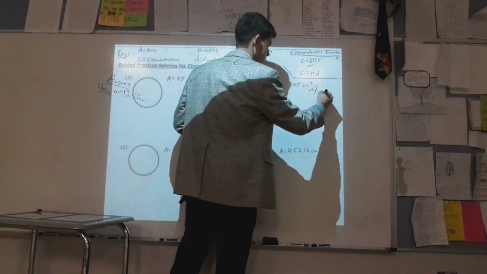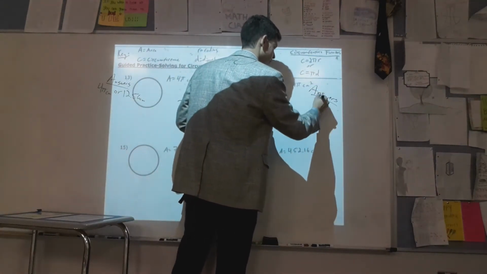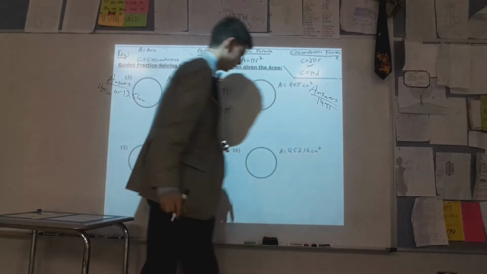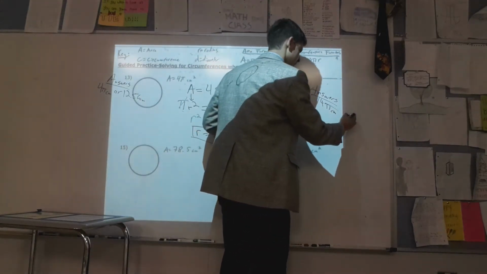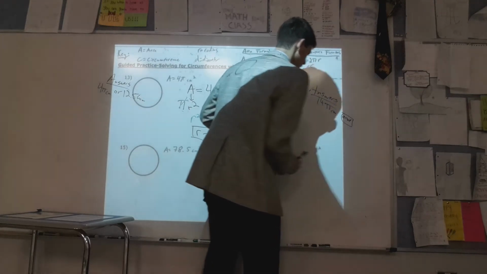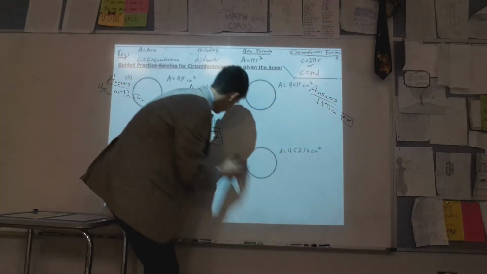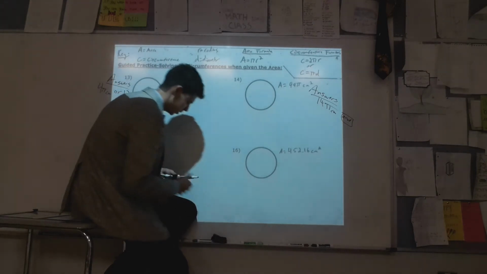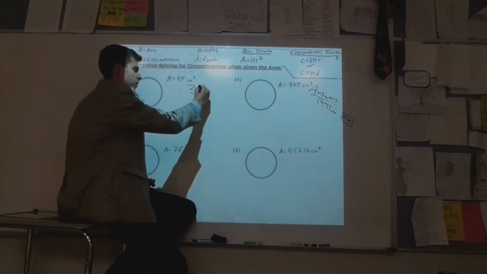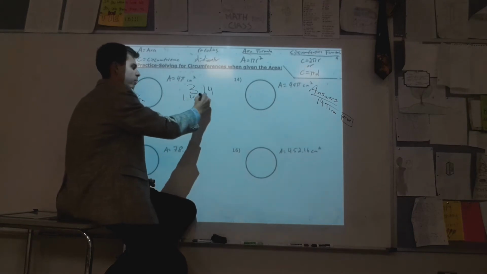Answers. 14 pi, and then the units, centimeters. I'm going to do this multiplication a little bit faster because I've modeled multiplication several times and I don't want the video to be too long. But we have 3.14 times 14.